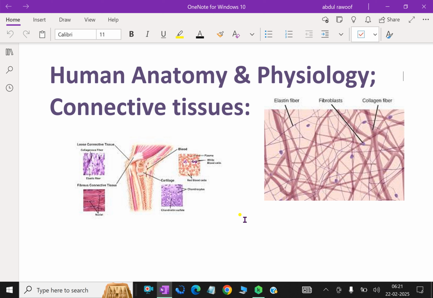There are usually fibers present in the matrix, which may be of a semi-solid, jelly-like consistency or dense and rigid, depending upon the position and functions of a tissue. The fibers form a supporting network for the cells to attach to. Most types of connective tissues have a good blood supply.